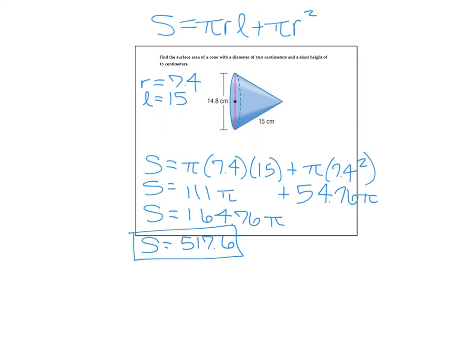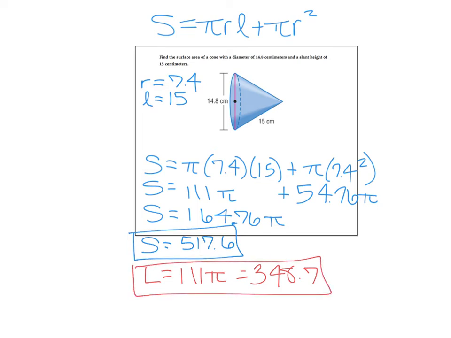All right, so what I did was I multiplied through and then I combined my like terms to get my exact answer. Then multiplied that by pi to get my surface area of 517.6. All right, and again, to find your lateral area, the exact answer is 111 pi. And if we multiply that through, we would get roughly 348.7. Alrighty, so there's our lateral and surface area.